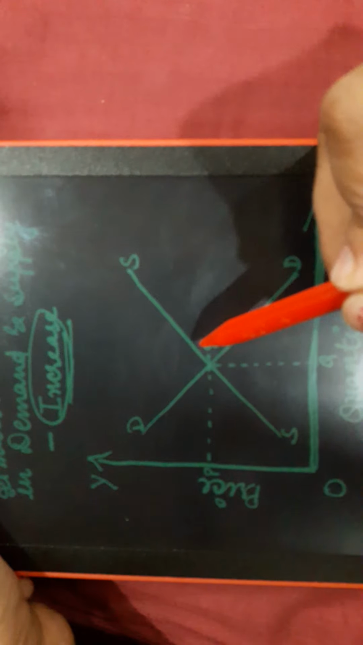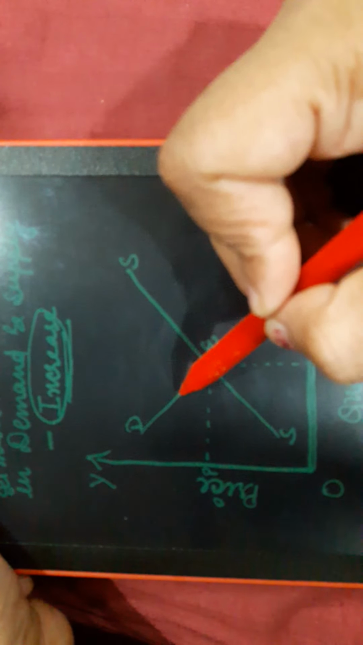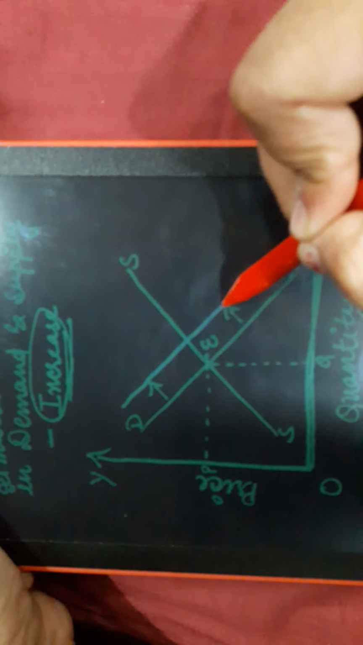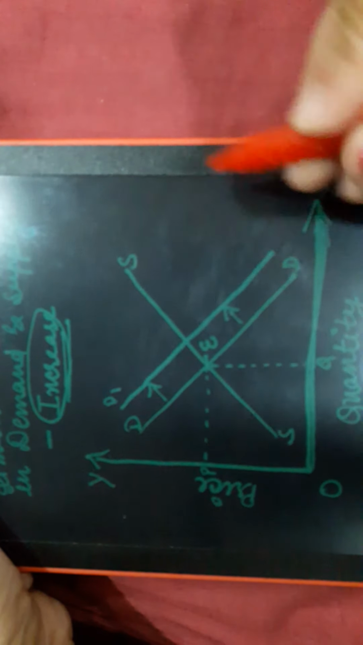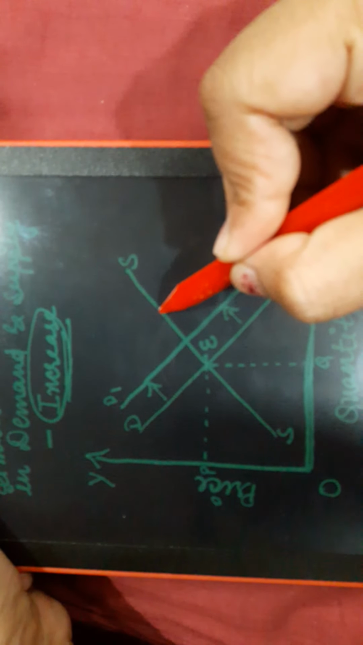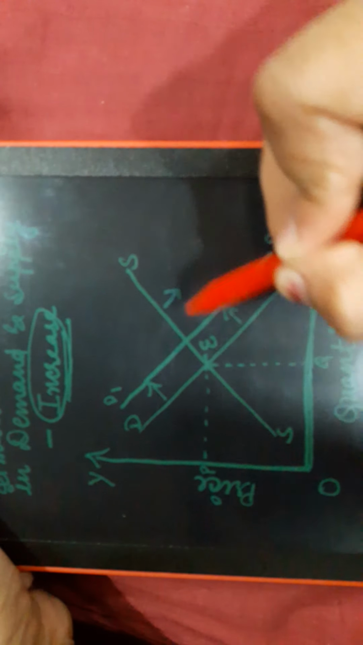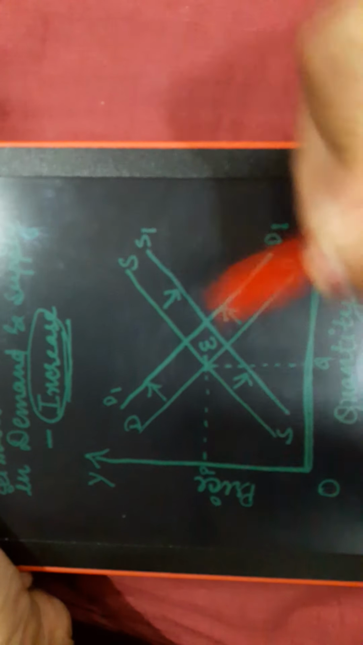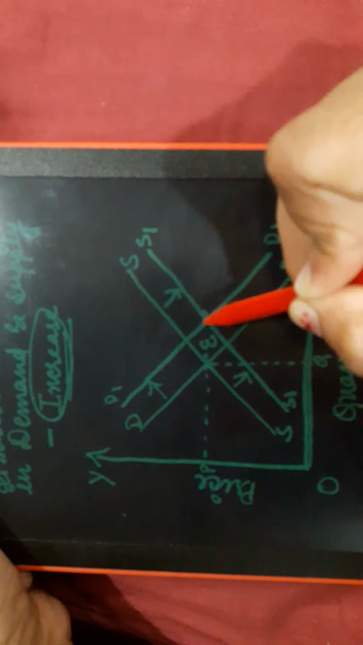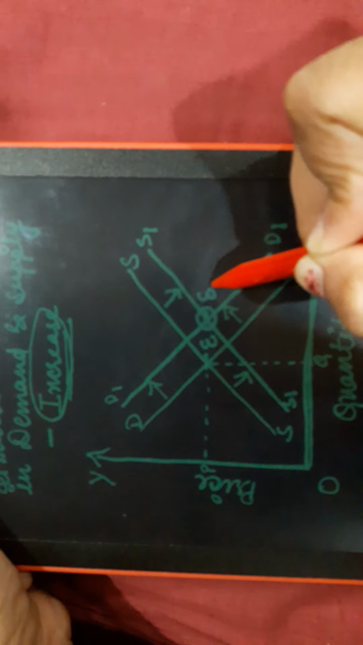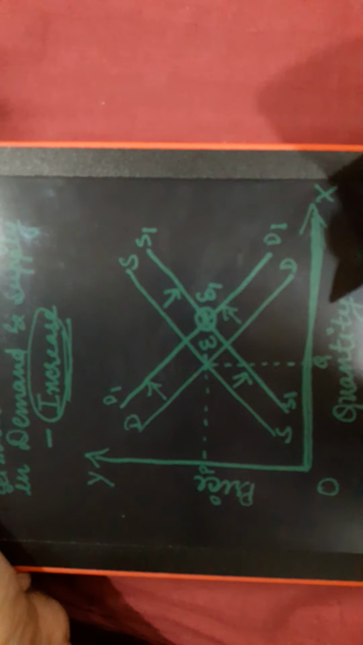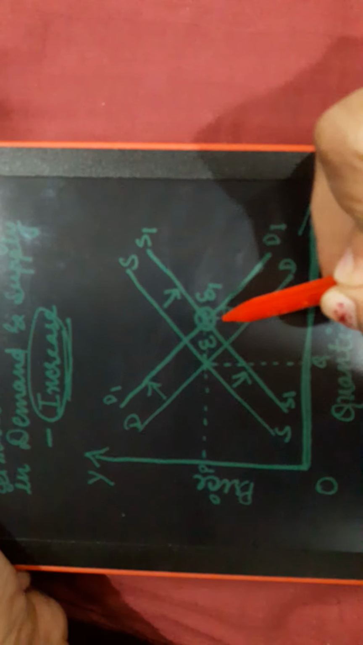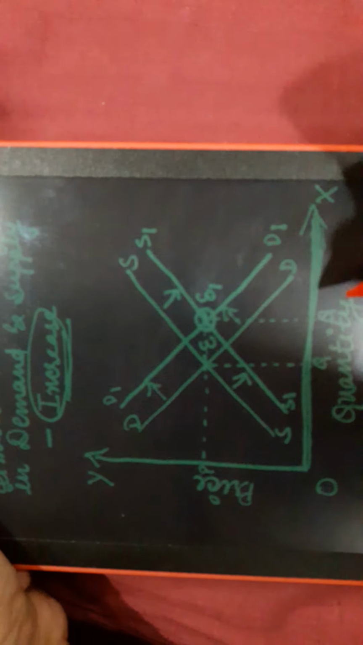Now we will see increase in demand and increase in supply. If there is an increase in demand, it will be shifted from this to this, D1, D1. And the supply curve, if there is an increase in supply, will shift from this to this side, S1, S1. And this is the new equilibrium point, and the price is the same and the quantity is also the same.